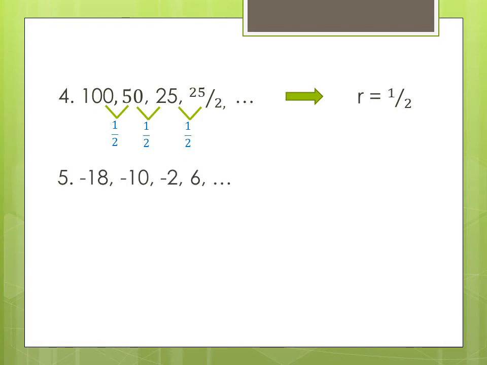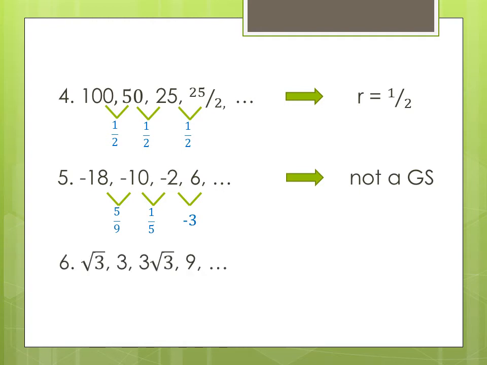Example number 5. -18, -10, -2, 6, and so on. So -10 divided by -18 is 5 over 9. -2 divided by -10 is 1/5. And 6 divided by -2 is -3. Since they don't have the same ratios, therefore, this is not a geometric sequence.